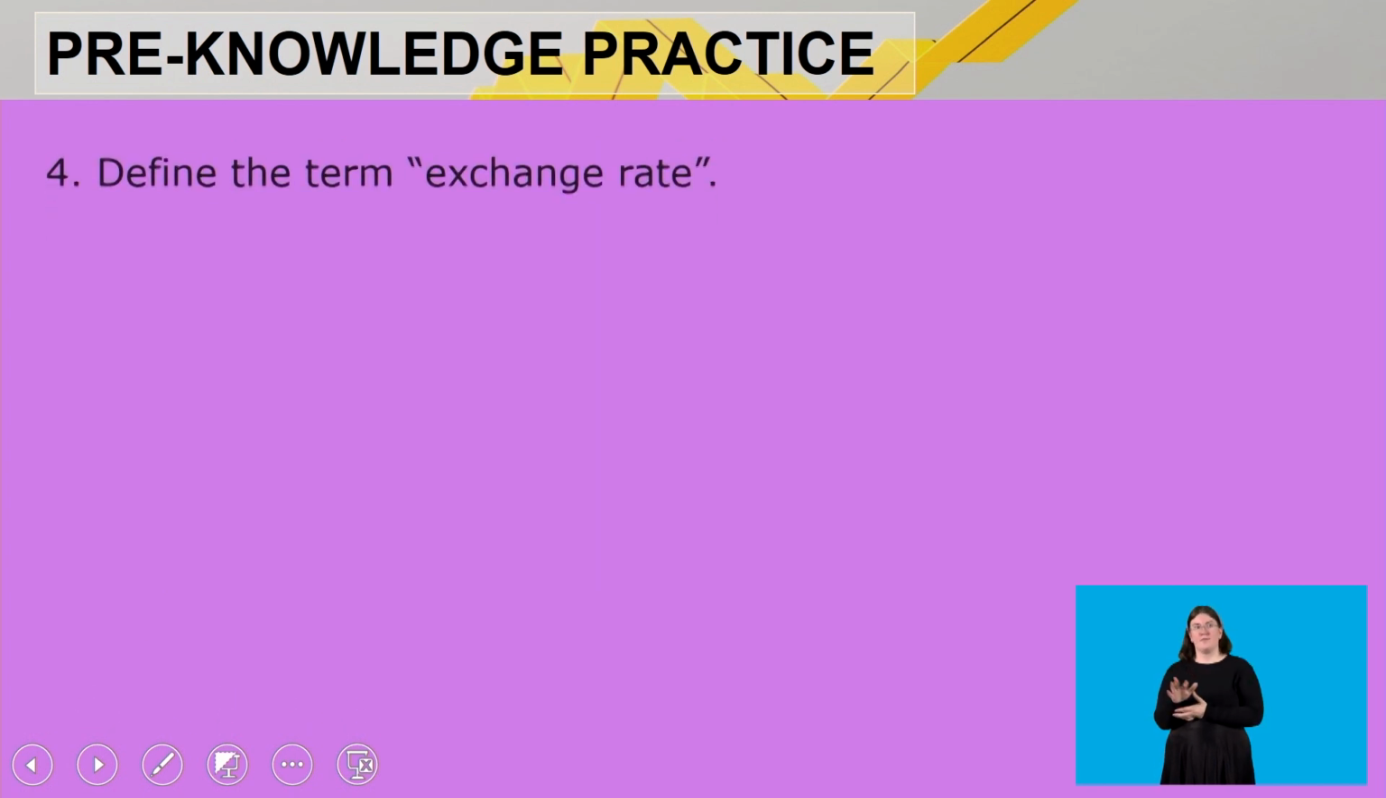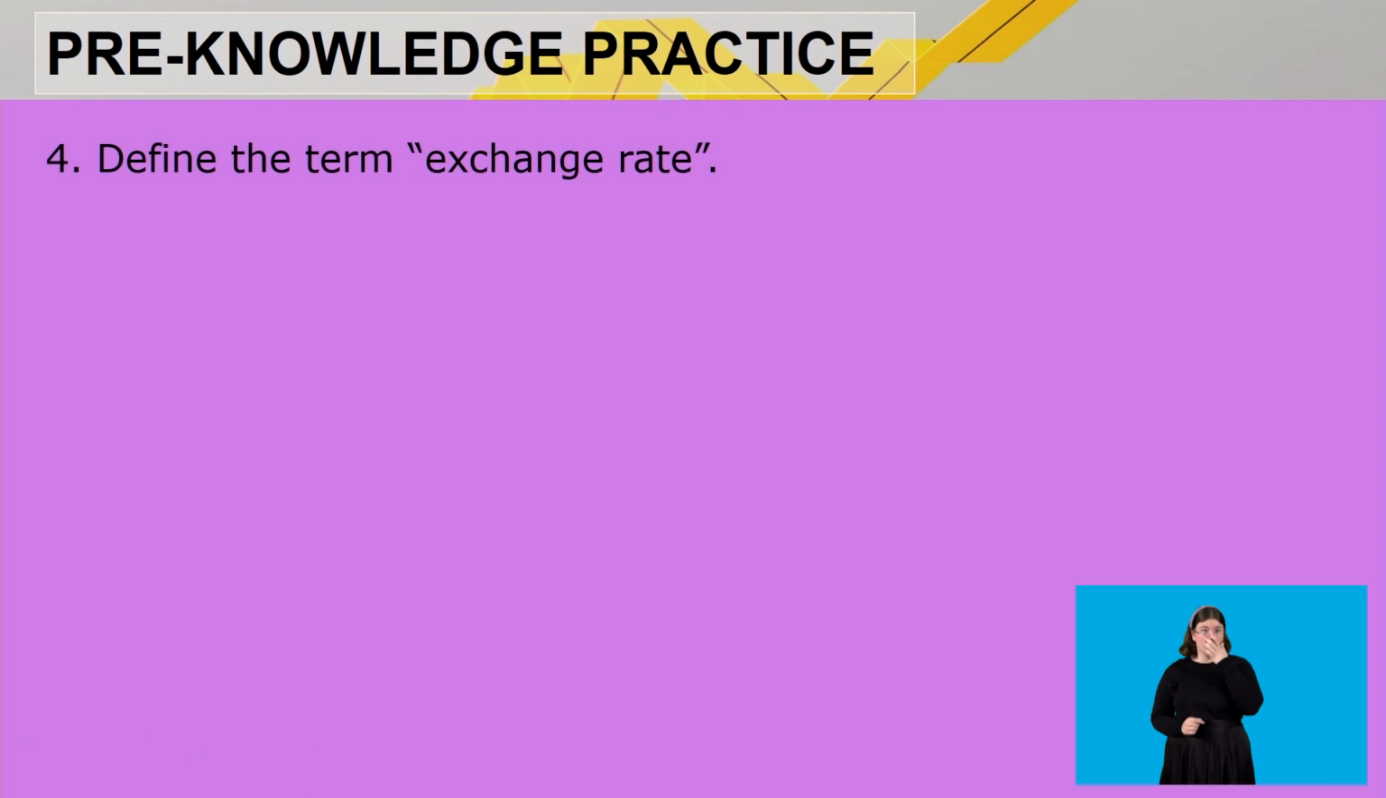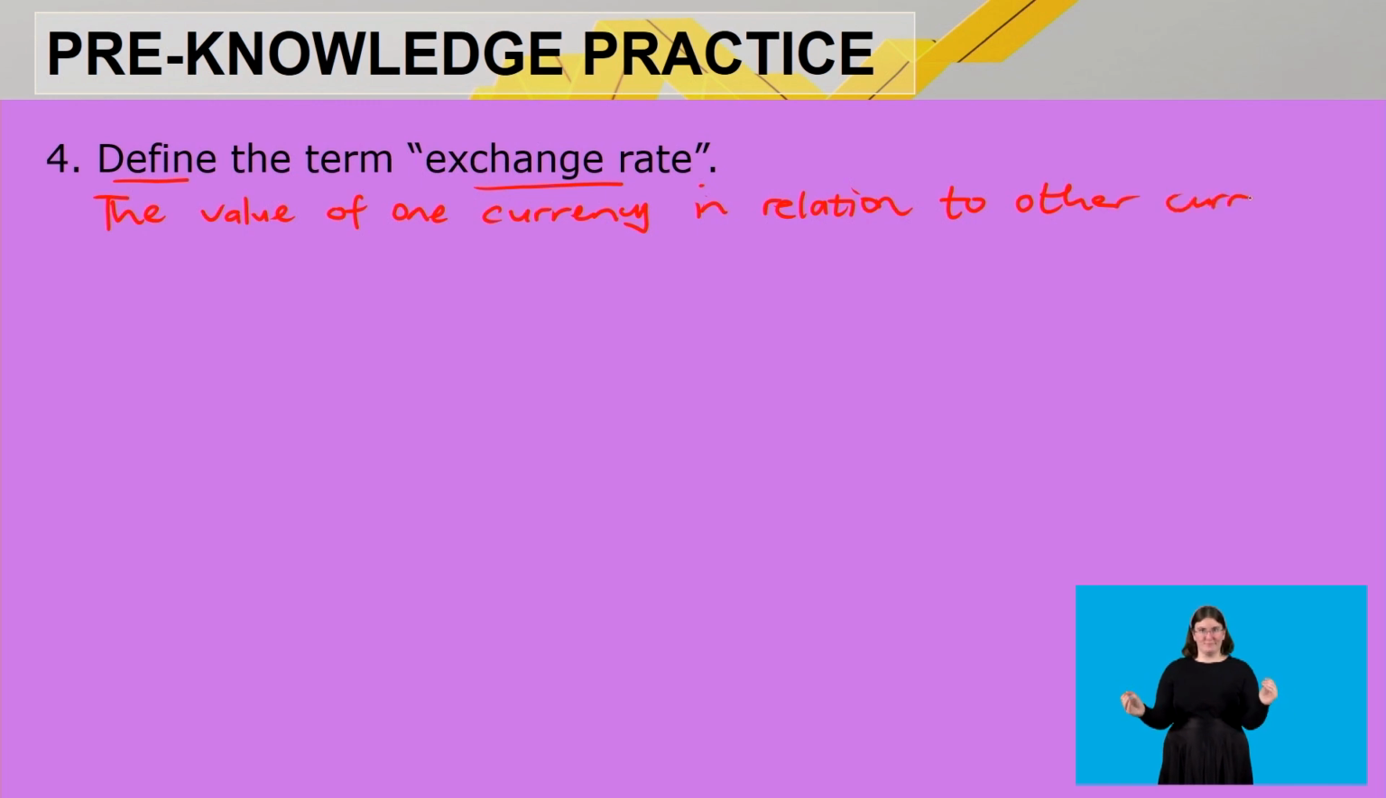Let's look at a few other questions. Question number 4: define the term exchange rate. So an exchange rate is the value of one currency in relation to other currencies. Guys, I hope that's all clear to you. Okay, that's the definition of an exchange rate.